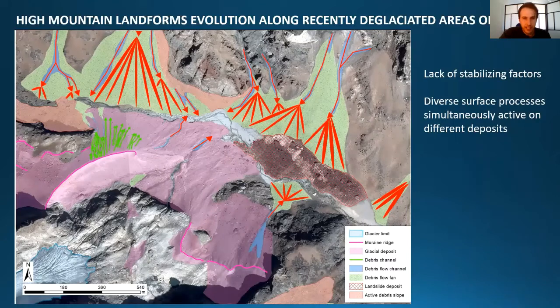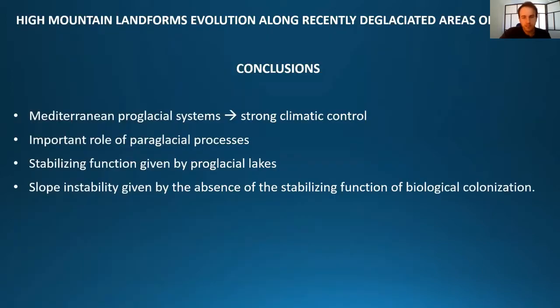So the paraglacial dynamic of this area is very, very important, in particular where there is no vegetation that stabilizes the paraglacial system. So moving to conclusion, the Mediterranean glacial systems have a strong climatic control. It is very important to investigate and analyze the role of paraglacial processes, because many factors act simultaneously. It's important in the absence of the stabilizing function of biological colonization, the stabilizing function given by proglacial lakes.